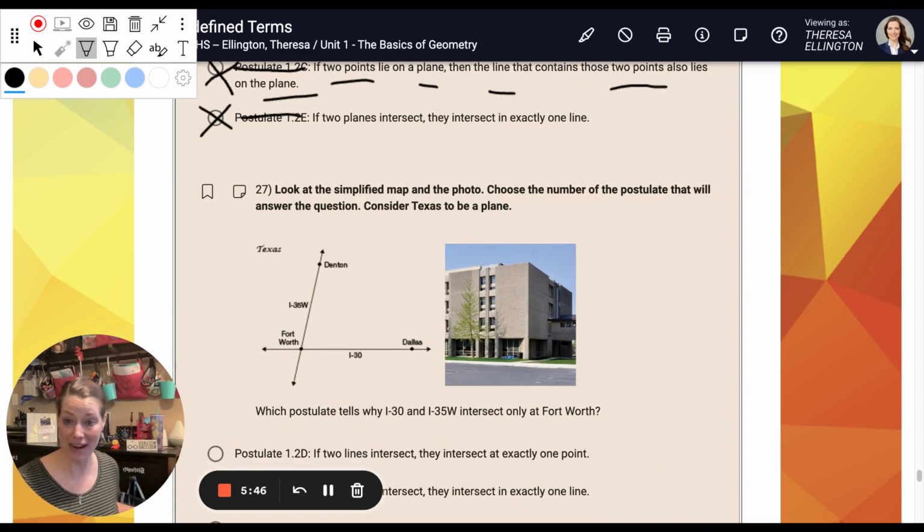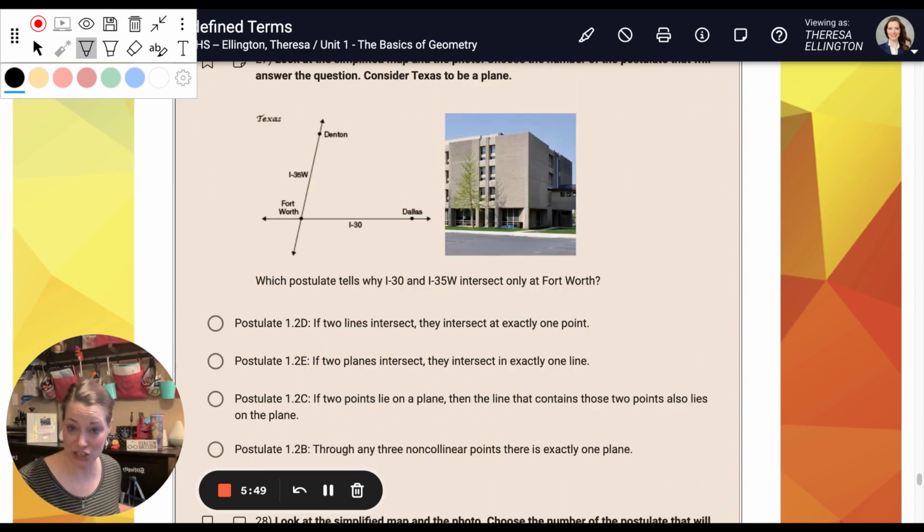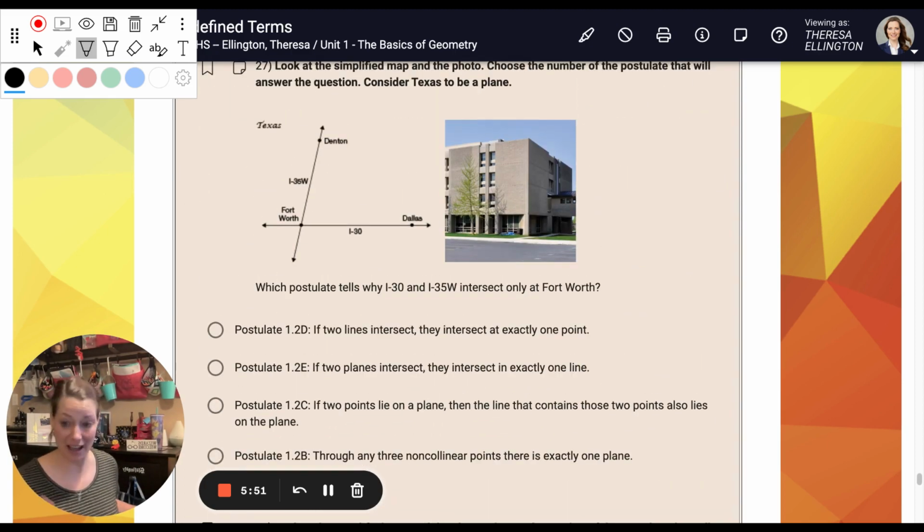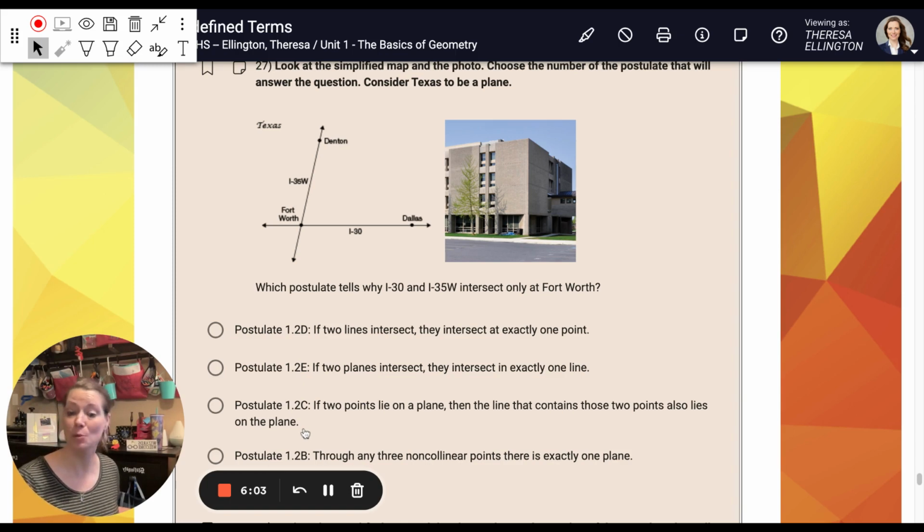So pause the video right now. Try this question on your own. Then after you're done, come back and we'll take a look at it. Hey, did you pause yet? You're not supposed to be listening for the answer. Go do the work yourself. Remember to pause.